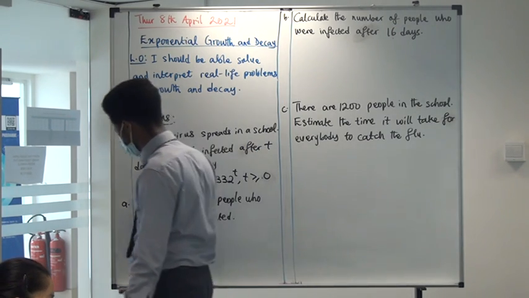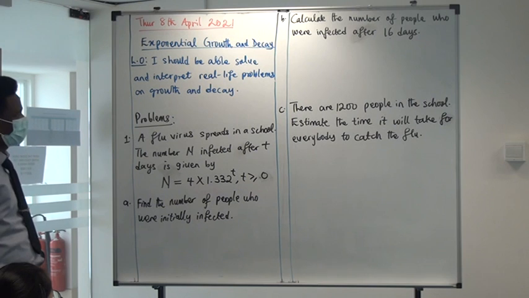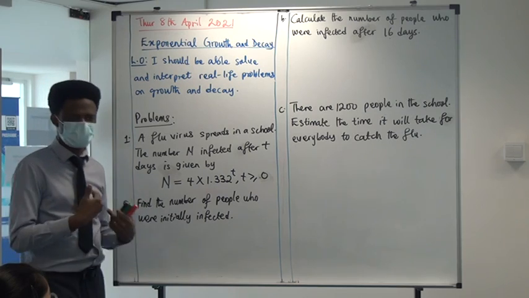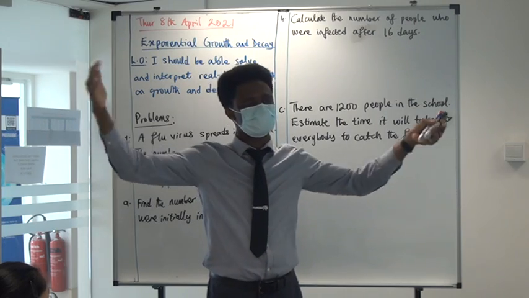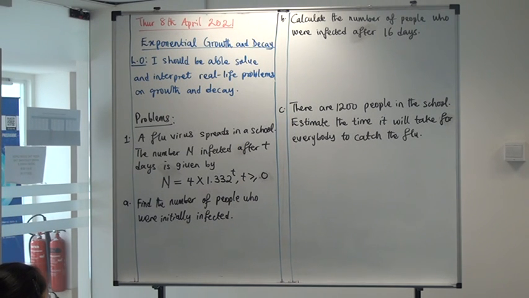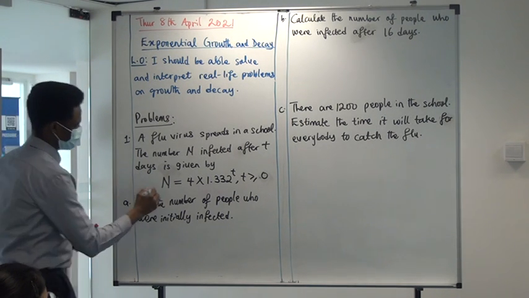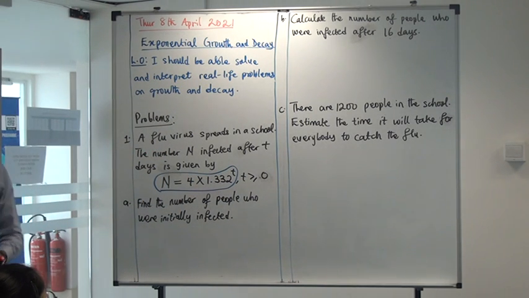Now, the first one sounds familiar. This is virus spread around the world, and how a virus spreads is also in an exponential pattern. Somebody caught the virus, spread it to 3 people, who spread it to 3 more people, then it begins to grow like that. A flu virus spreads in a school, hopefully not us. The number N infected after T days is given by this model. So this is a model of the spread of that virus after T days.